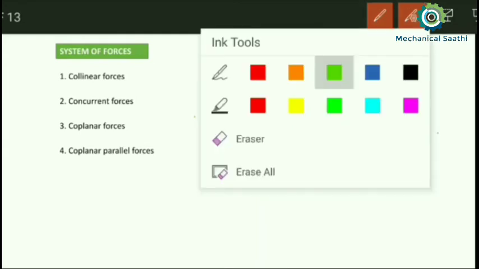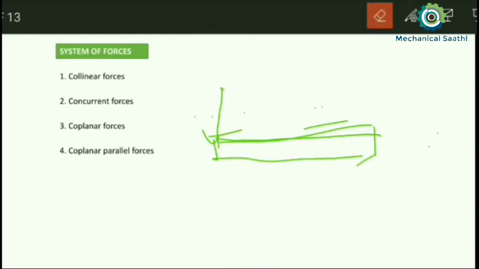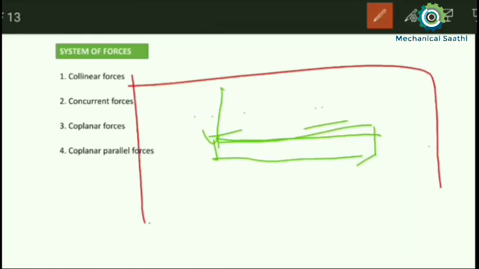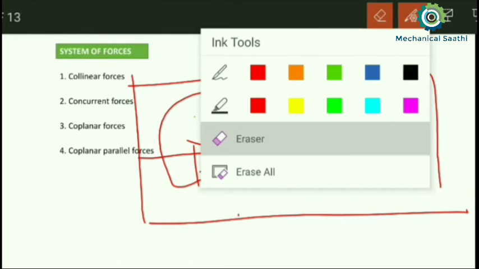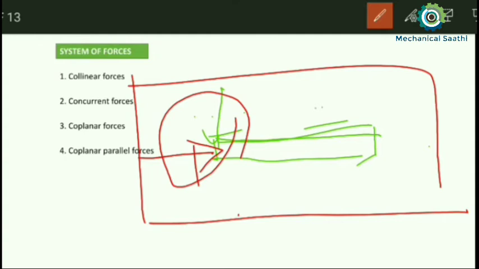Coplanar means it is lying in this single plane only. Now if we apply some loads like this, these two loads are coplanar, meaning they lie in a single plane, but they are not parallel to each other. So this kind of system is not what we are going to discuss; we are going to discuss coplanar and parallel.